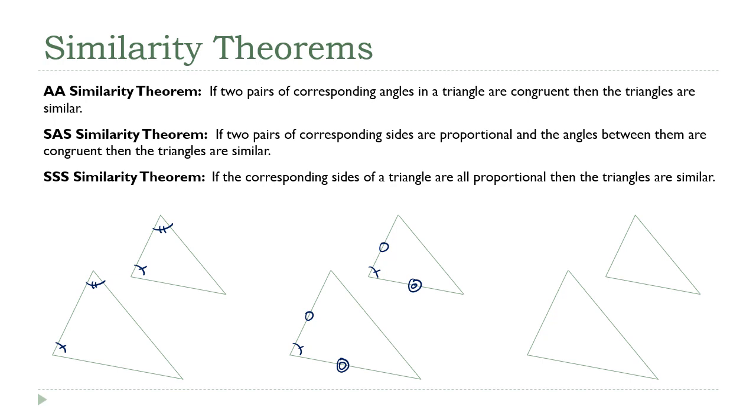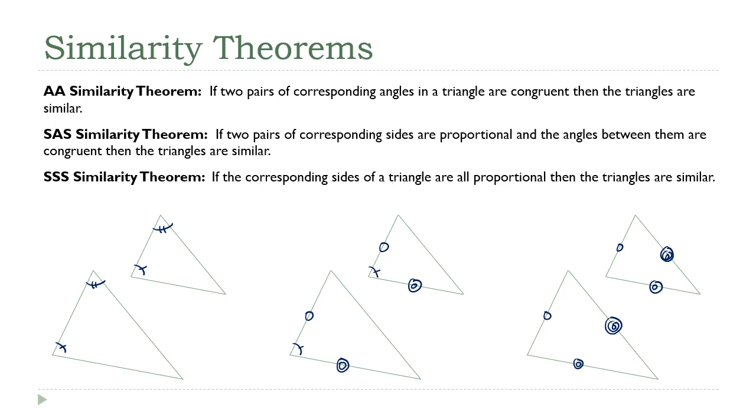And finally, we have another SSS theorem here. If we can show that the ratio of one pair of sides is the same as the ratio of a second pair of sides is the same as the ratio of a third pair of sides, that's going to force the angles to be congruent. That's enough to show similarity.